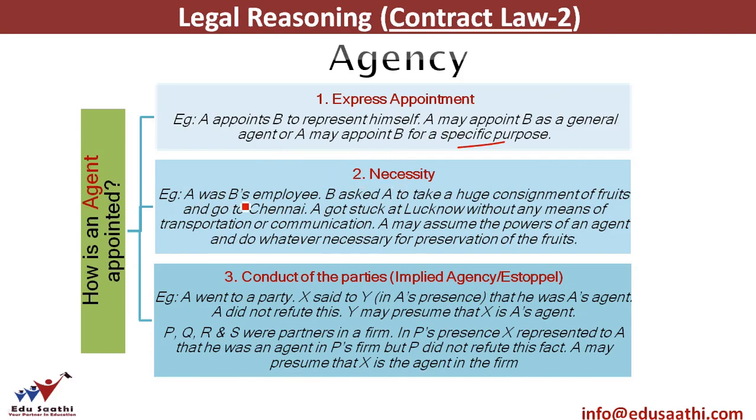Necessity. A was B's employee. B asked A to take a huge consignment of fruits and go to Chennai. A got stuck at Lucknow without any means of transportation or communication. A may assume powers of an agent and do whatever is necessary for the preservation of the fruits. So this kind of agency arises out of necessity. In this case, B has not authorized A.